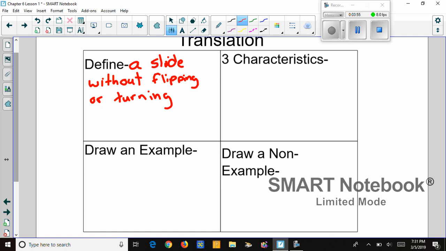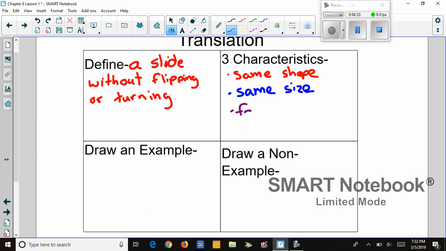Now, there are 3 characteristics when it comes to a translation. First one, it's going to be the same shape. So if it's a triangle, it's going to stay a triangle. If it's a right triangle, it's going to stay a right triangle. There's no changing of the shape. It's going to have the exact same size. So again, we're not shrinking it, we're not growing it. And the last part is it's going to face the same way as the original.